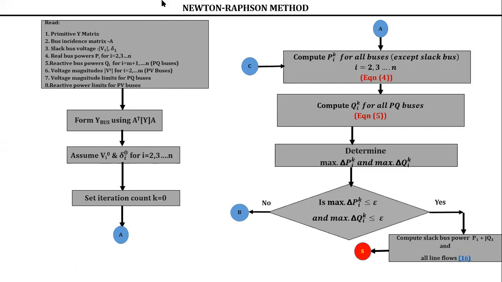Step 1, whatever text matter you have written, write it. Step 2, form Y bus using this. Step 3, assume Vi and delta like that. You have to write it. This is the flowchart. Any doubts till this point? Any doubts in this flowchart?